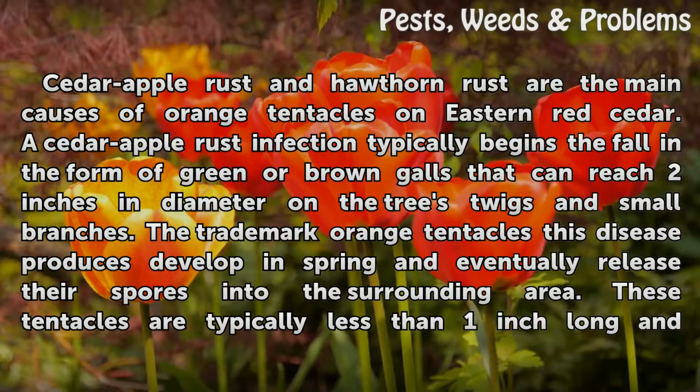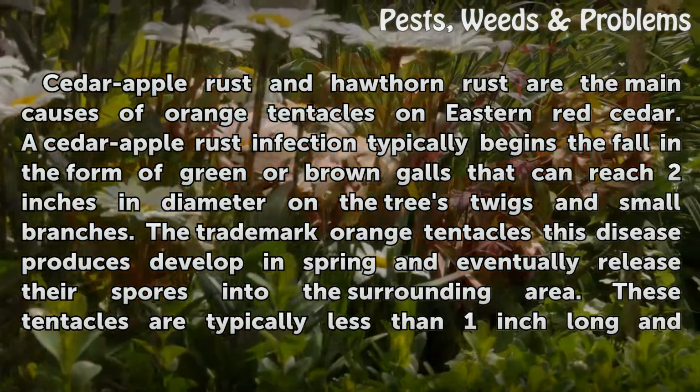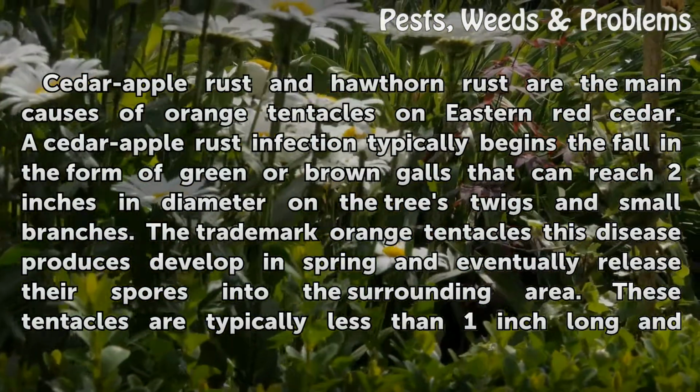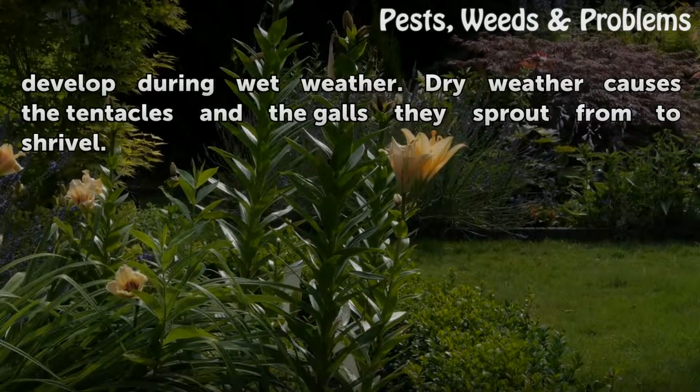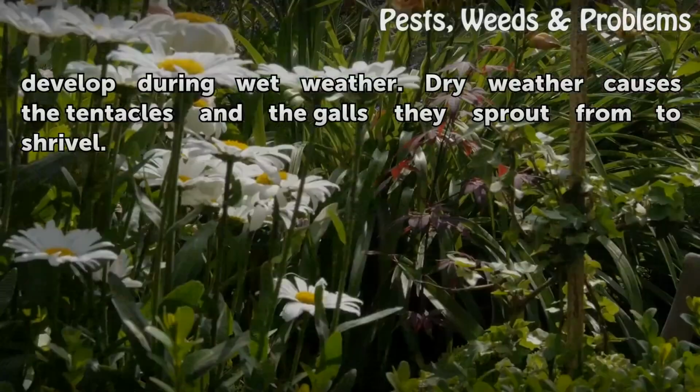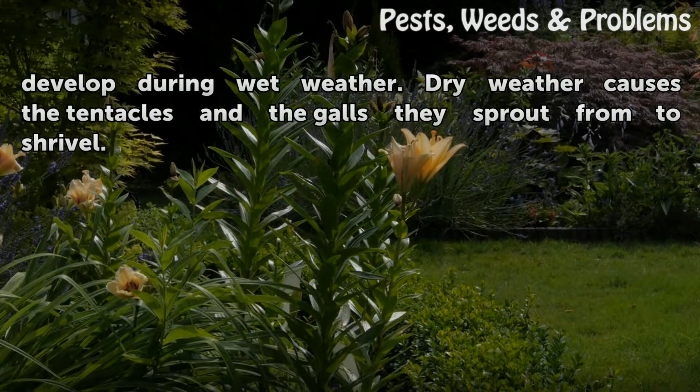The trademark orange tentacles this disease produces develop in spring and eventually release their spores into the surrounding area. These tentacles are typically less than 1 inch long and develop during wet weather. Dry weather causes the tentacles and the galls they sprout from to shrivel.